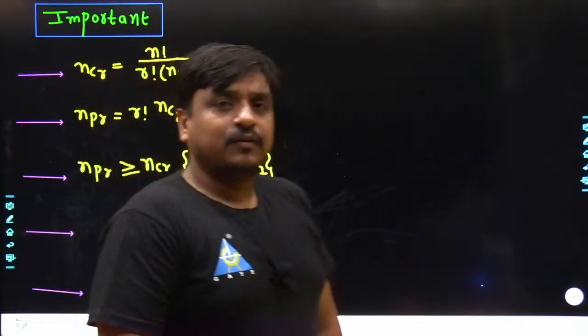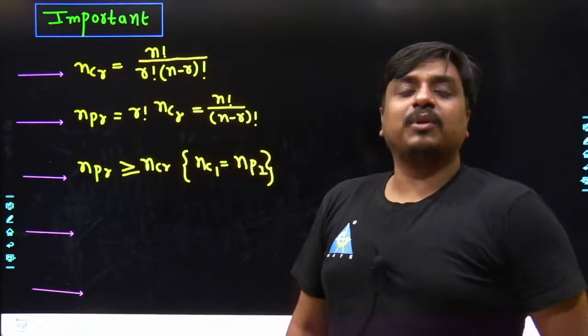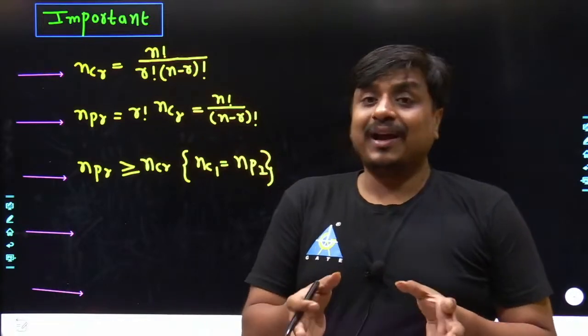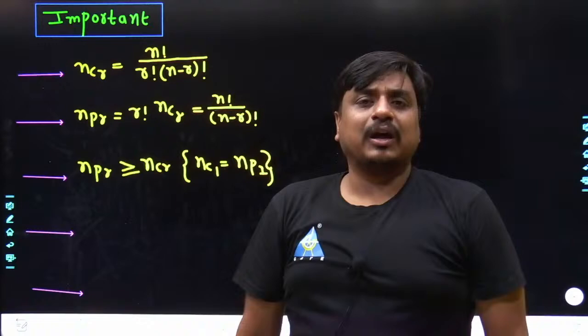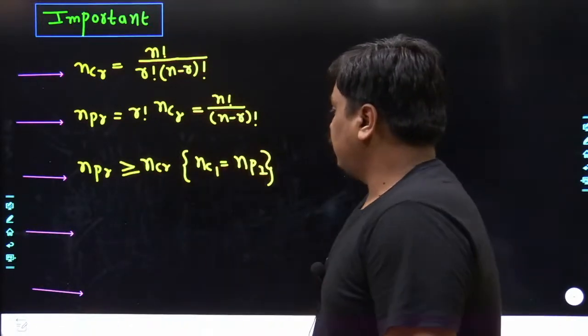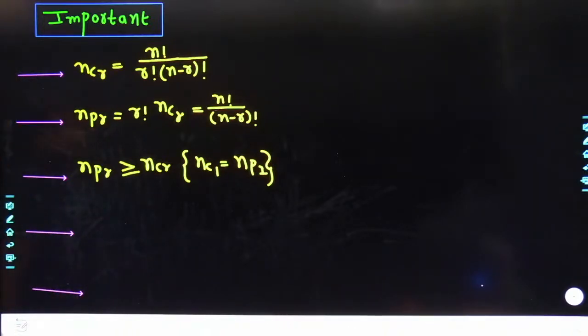Because if you have been selecting one item, what's the order with one item? See, there the order would not come into effect, no? Until and unless you are bringing at least two items out, the concept of order would not come into the picture. Obviously, that is why whenever the value of r becomes 1, the NPR as well as NCR is supposed to be the very same.